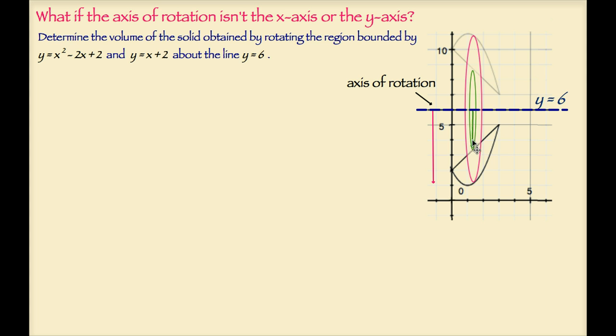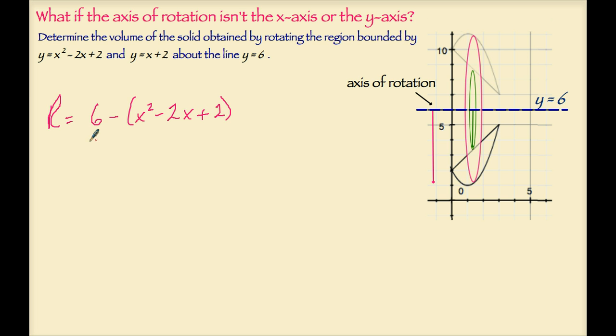we'll need to find the distance from the axis of rotation to the inner curve. Again, since everything is measured from the x-axis, we'll find that distance by saying 6 minus the distance to the function curve, x plus 2. That resulting distance will be the inner radius. So the outer radius can be written this way.